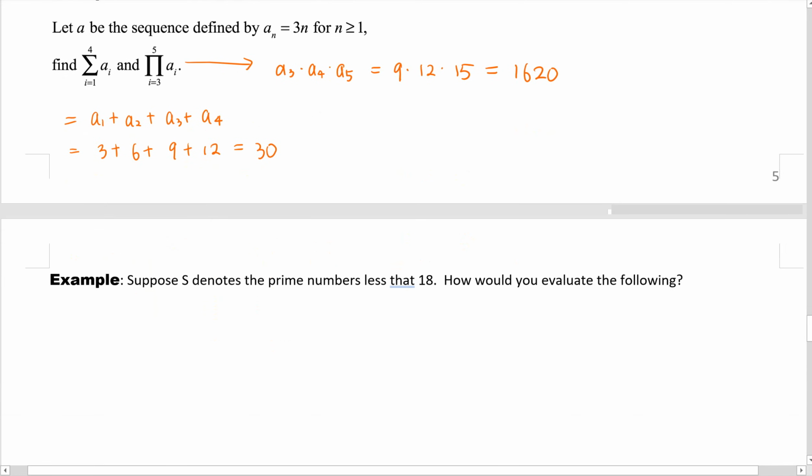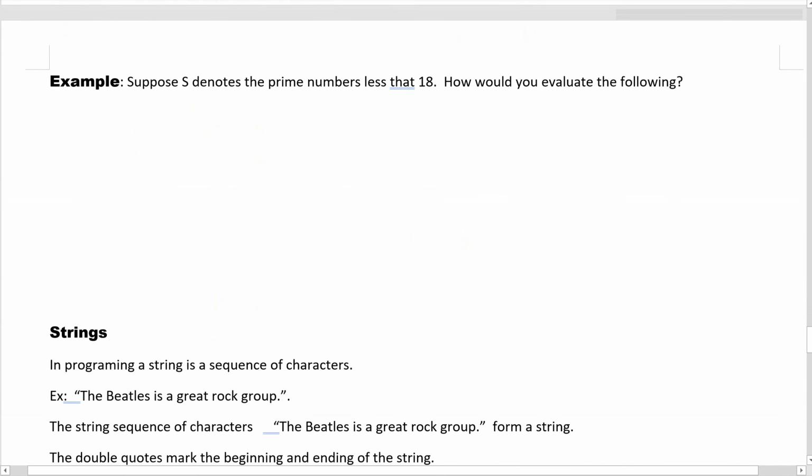Yes? Okay. Let's continue. Remember, for all these examples, you can pause the video and try the problems first, and then continue to play the video and check your answers. Okay? So suppose S denotes the prime numbers less than 18. How would you evaluate the following? I didn't include all the questions here.